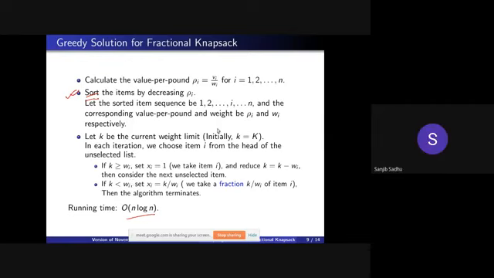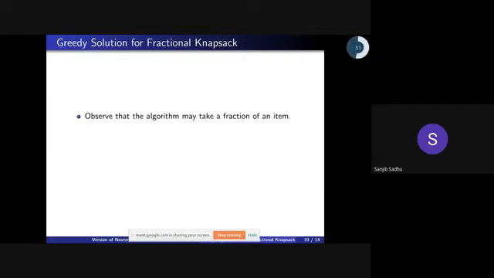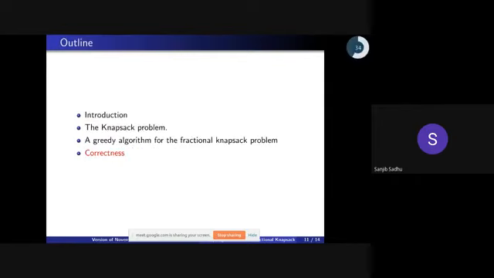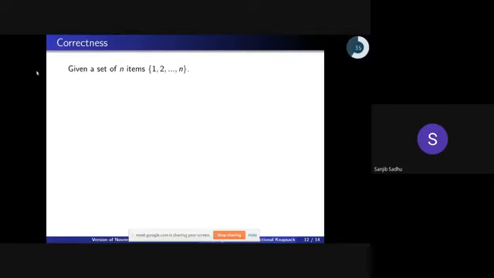Now, the question is that whatever you have generated, fine, prove that it is optimal. You are saying you are getting a solution, but you have to prove that it is optimal. Observe that the algorithm may take a fraction of an item. I have already stated this. This can be only the last selected item. We claim that the total value for this set of items is the optimal value. So, the proof of correctness.